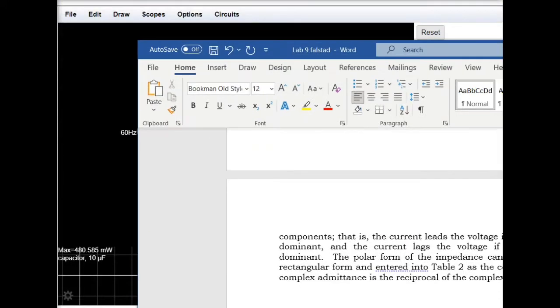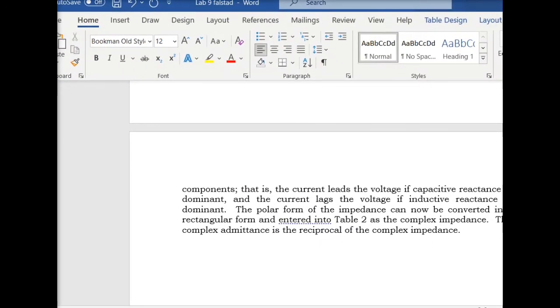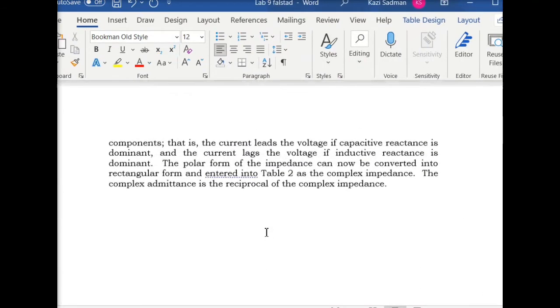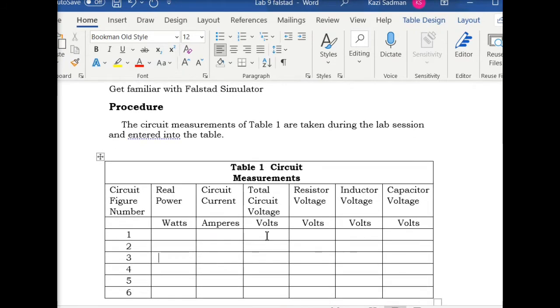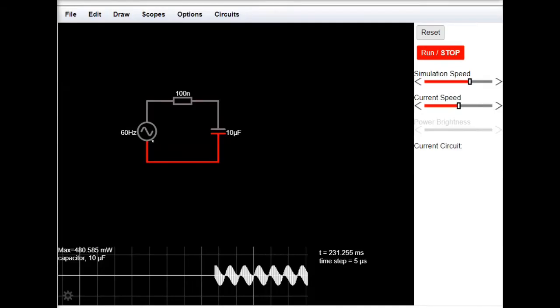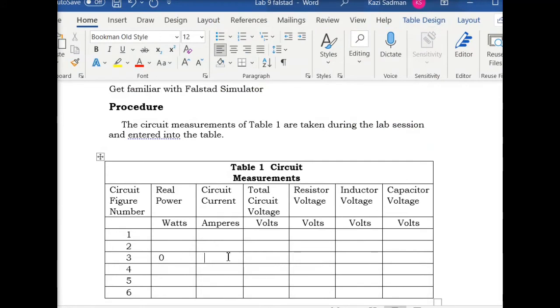So if I have my table over here, I just want to demonstrate how I take the readings and everything. For a capacitor it's always reactive power, so there's no real power, right? So for me the real power would be 0. Then the circuit current: in order to see the current, just take your cursor on the capacitor. You're gonna see 9.672 milliamps, right? So I'm just gonna give that as an input, 9.67 milliamps, and then the total circuit voltage, that's gonna be 10 volts obviously, because we gave 10 volts as the maximum voltage, right?